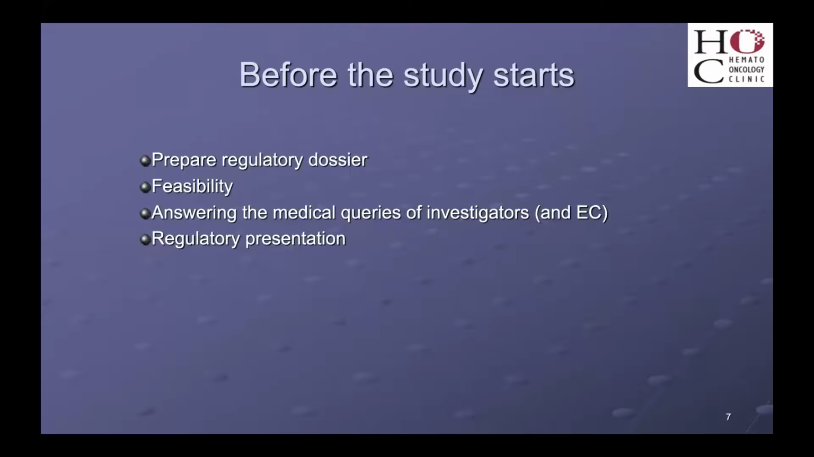Then the investigator may have many medical queries about how and what is to be done and how and what is not to be done. And the ethics committee also may raise some medical queries, and the medical monitor has to be able to answer those medical queries. And then finally, before the IEC, the Independent Expert Committee set up by the DCGI, the medical monitor will make the regulatory presentation. That has to be a very good medical presentation, based on which the trial may or may not be approved by the regulatory authorities.